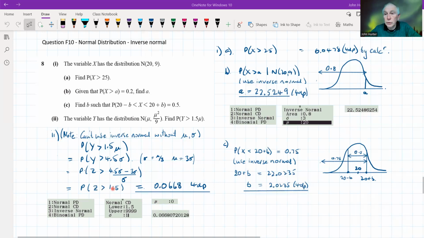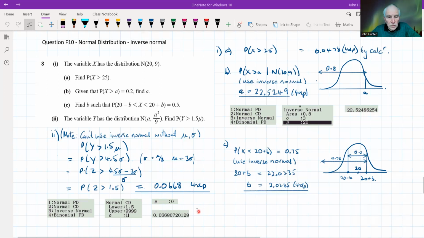Now we can just use our calculator to do that. We put in a lower of 1.5 and an upper of 4 nines, let's say. We've got standard deviation of 1 and mean of 0 because it's standard normal. Press the button, and that's going to give us this probability here, which to 4 decimal places is 0.0668.